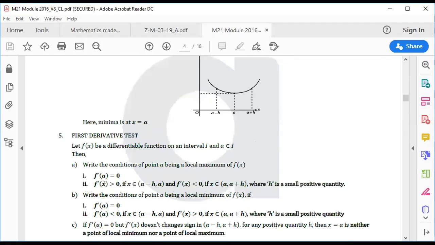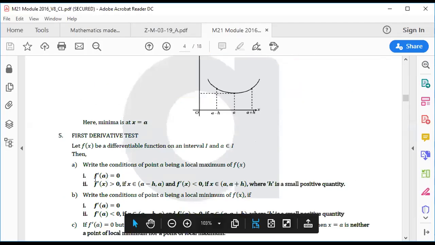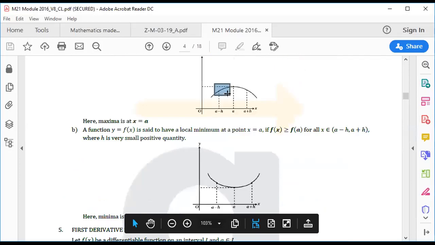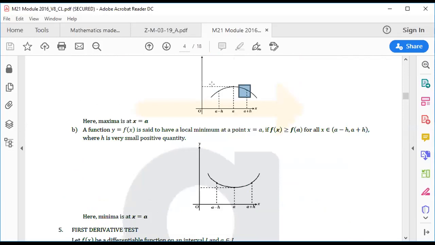So here, suppose your f dash x is greater than 0 on its left hand side and f dash x is less than 0 on its right hand side. See over here. If your f dash x is positive on the left hand side and negative on the right hand side, it means the sign of f dash x is changing from positive to negative. So definitely it is your point of maxima.